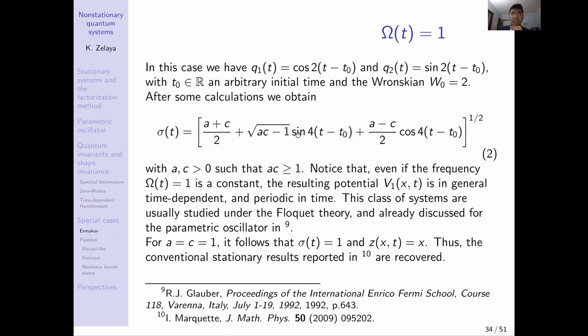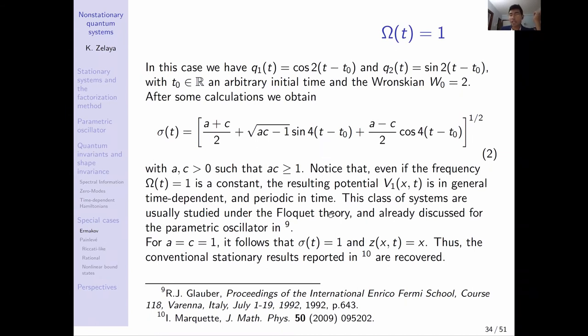So this is interesting because even if the frequency is one, sigma is in general a time-dependent function and the resulting Hamiltonian is time-dependent. And this is something we noticed in a previous work because we realized that by factorizing the quantum invariant rather than the Hamiltonian in the stationary case, we can generate a more general Hamiltonian. And that property is reflected here, that even if the frequency is a constant, sigma depends on time. And moreover, it's a periodic function of t.